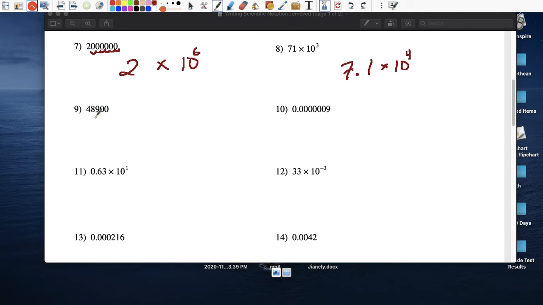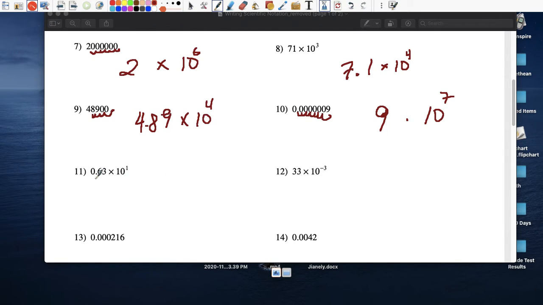Okay? This one, the decimal is over here, right at the end. So let's move it between 4 and 8. So it's going to be once, twice, 3, 4 times. And that's our answer. Again, first factor is going to be 9. The second factor is going to be 10 to a negative power. Let's figure out what the negative exponent is going to be. 1, 2, 3, 4, 5, 6, 7.